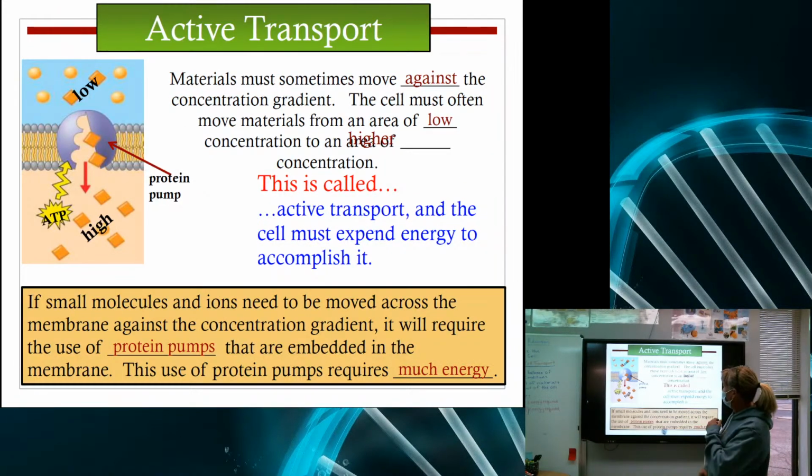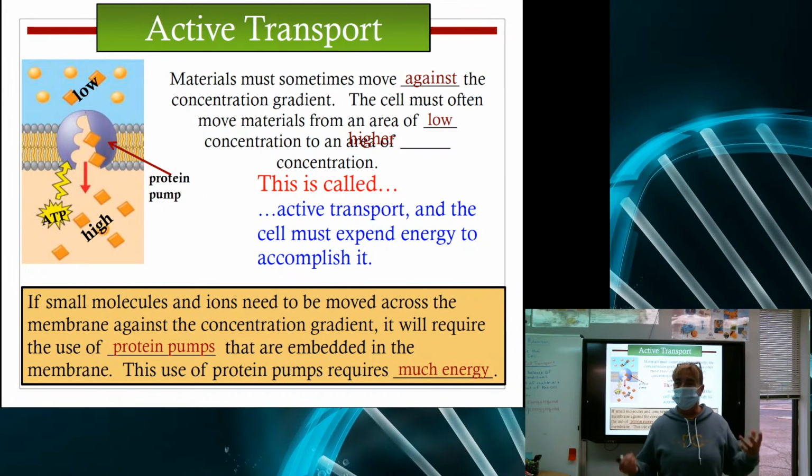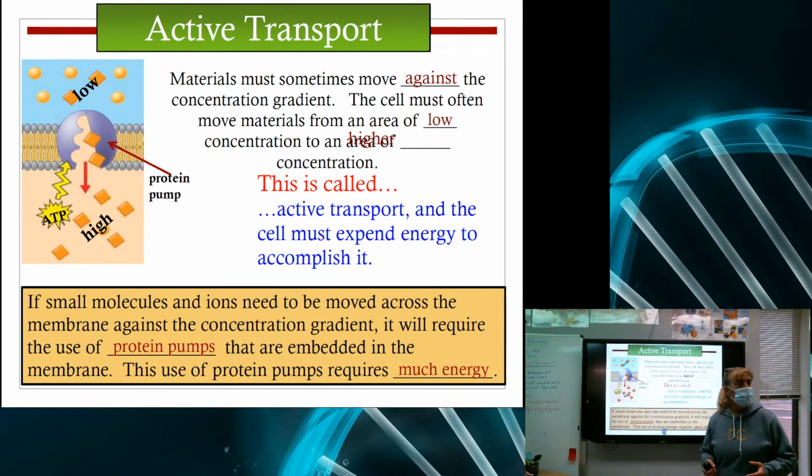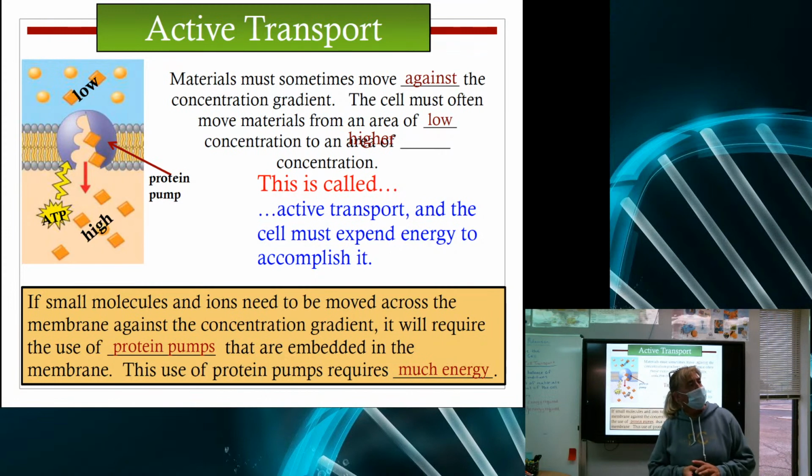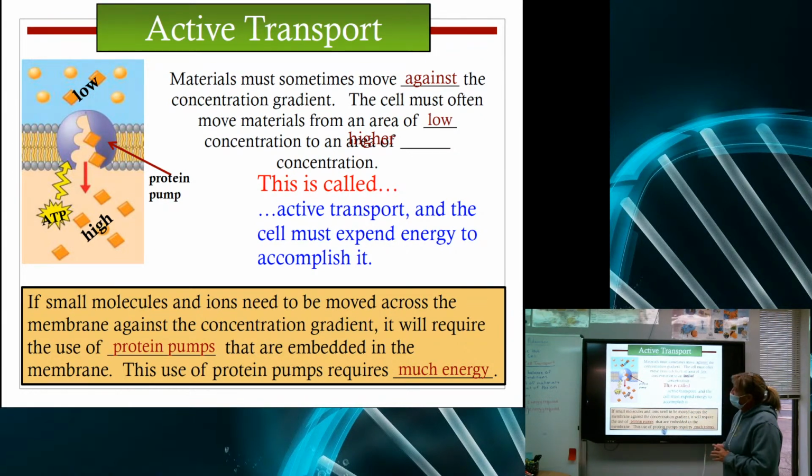Okay, active transport. And in the PowerPoint, you see the ATP. ATP is a usable form of energy that your body, not only your cells, but your whole body uses to do its daily functions. Okay, and ATP energy is formed during cellular respiration in the mitochondria. We have touched on that a little bit. We'll go into more depth later.